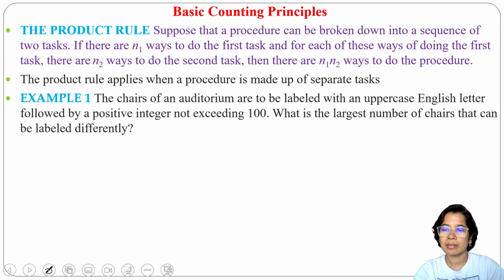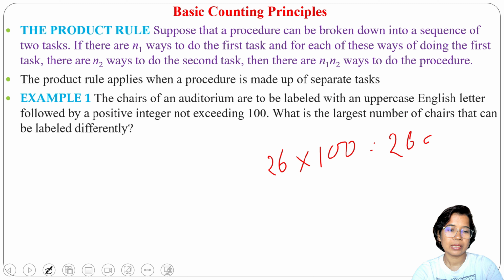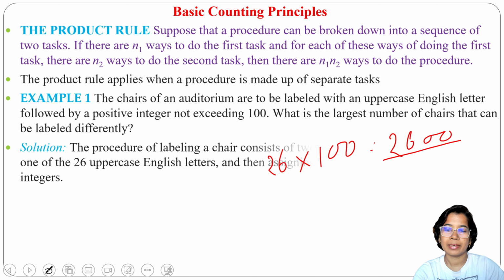Now let's see one example. Example 1. The chairs of an auditorium are to be labeled with an uppercase English letter followed by a positive integer not exceeding 100. What is the largest number of chairs that can be labeled differently? There are 26 uppercase letters, and with each letter we can add 100 numbers. So in total how many chairs can we arrange? 26 multiplied by 100 is 2600. So a total of 2600 chairs we can arrange by using 26 letters and 100 numbers.